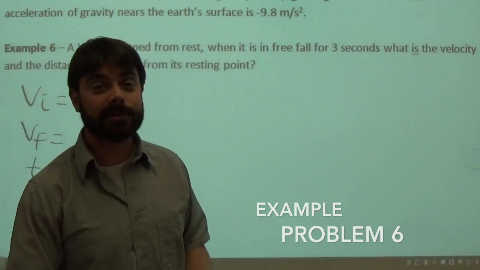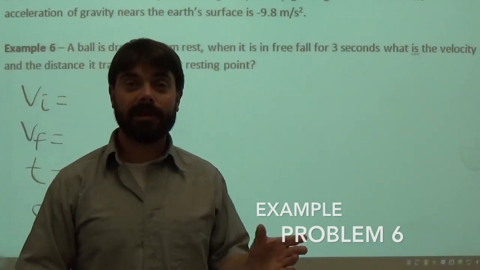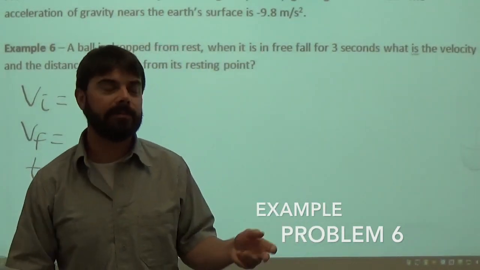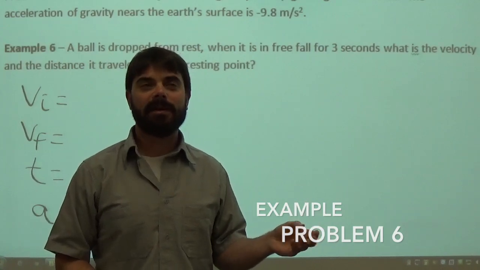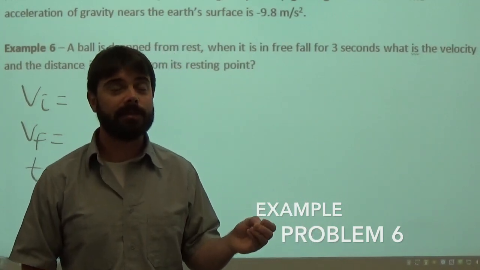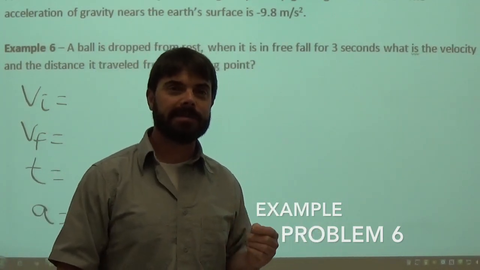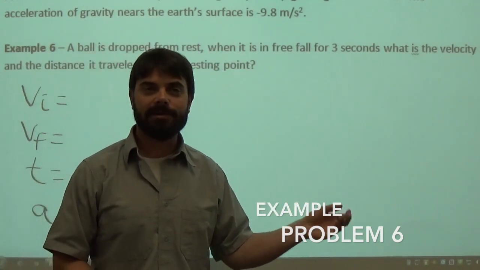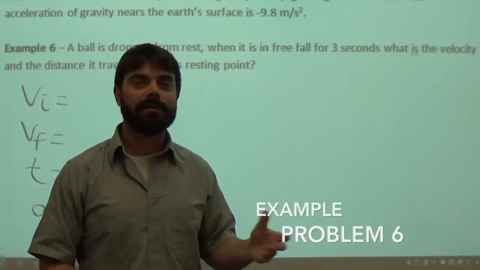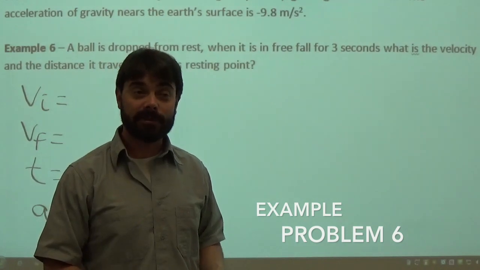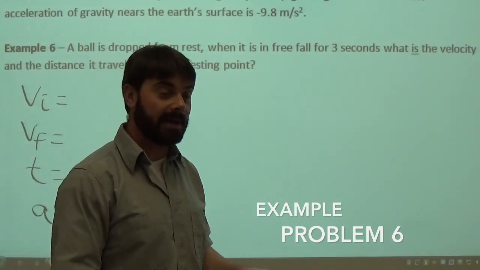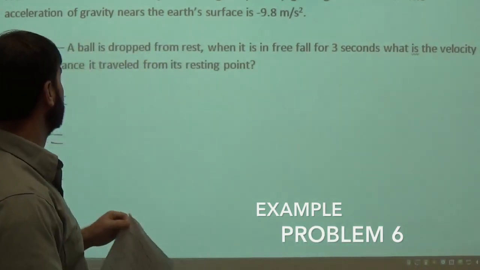For example number 6, we're going to talk about objects in free fall. So this is a very common application for acceleration problems. We know the acceleration of gravity on Earth is negative 9.8 meters per second squared, assuming there is no air resistance. Maybe you're in a vacuum, objects fall at the same rate regardless because there is no air resistance or friction to slow them down. So I'll show you guys how to set this problem up and go from there.